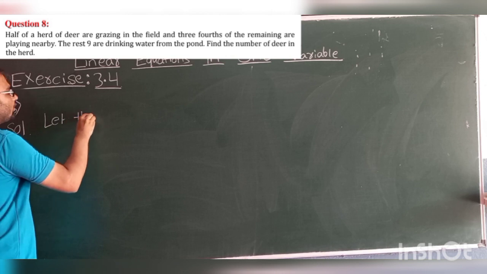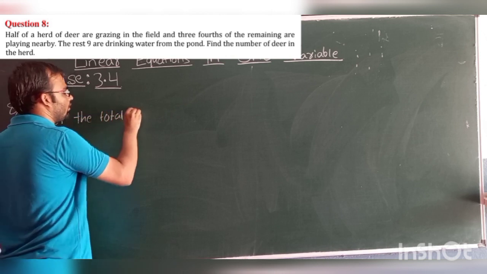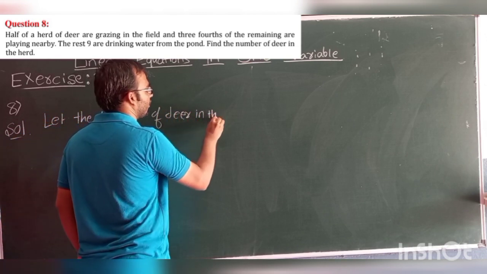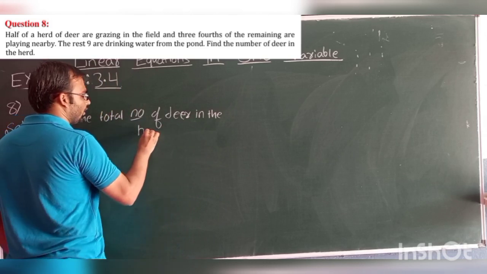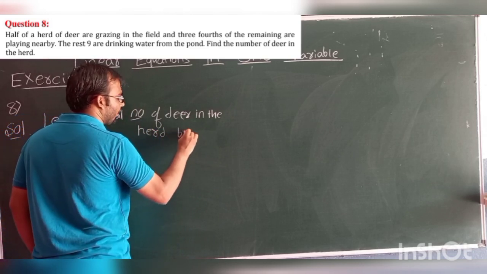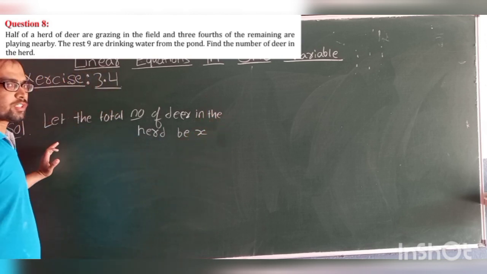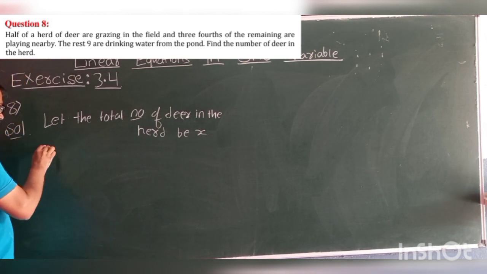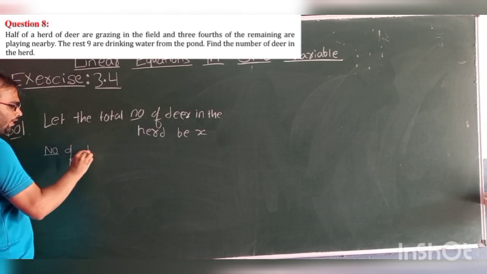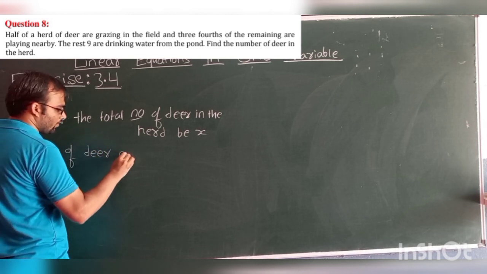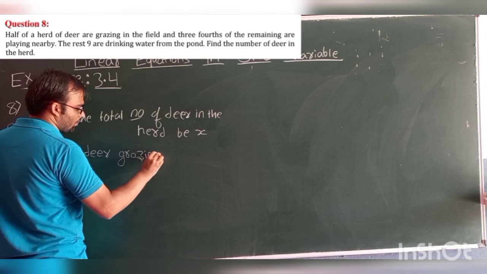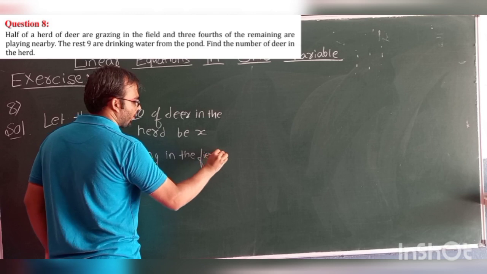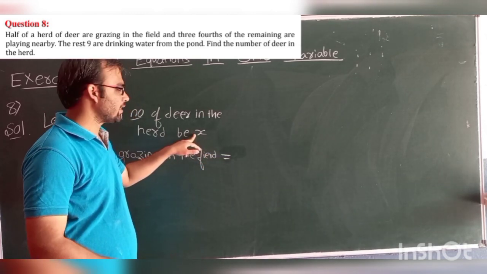Let the total number of deer in the herd be x. Okay, so next, what they have given, students? Half of them are grazing in the field. Number of deer grazing in the field. Okay, students, if the total number of deer is x, and half of them is what?